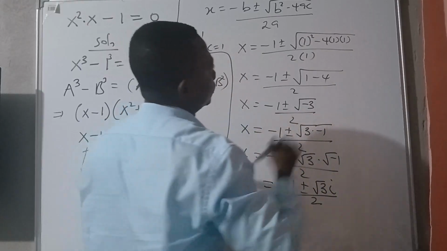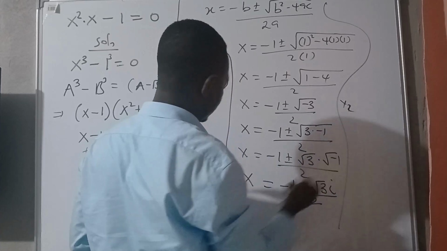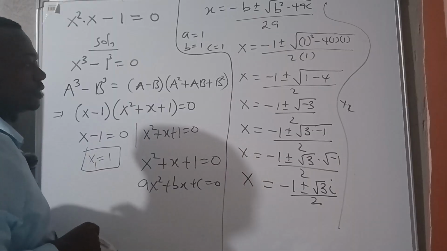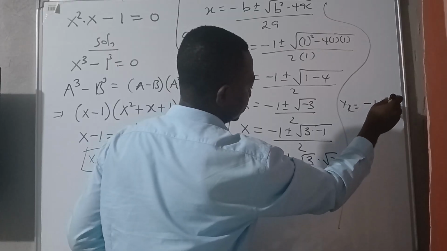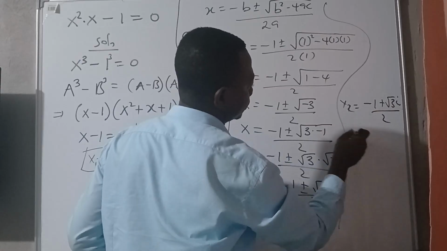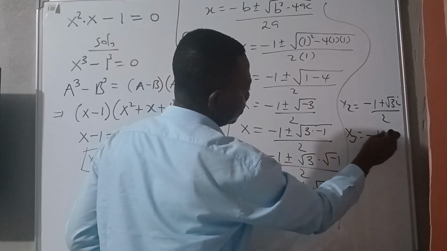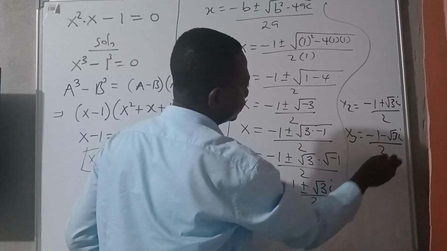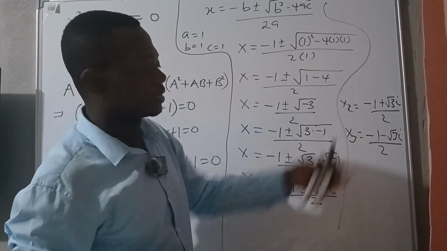So let's split them. So my x1, x2 rather. We have x1 here. I can call this one x1. That's the first solution. So my x2 will be minus 1 plus square root of 3 i on 2. And the third solution will be minus 1 minus square root of 3 i on 2. All right, so we have the complex part over there.